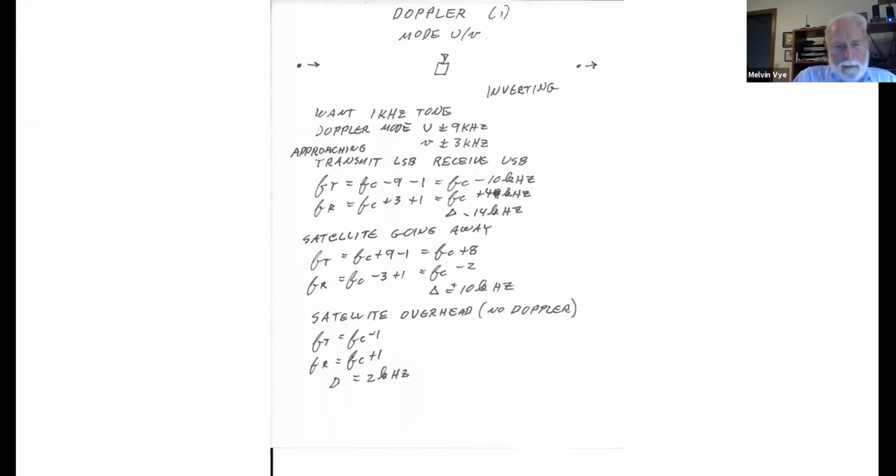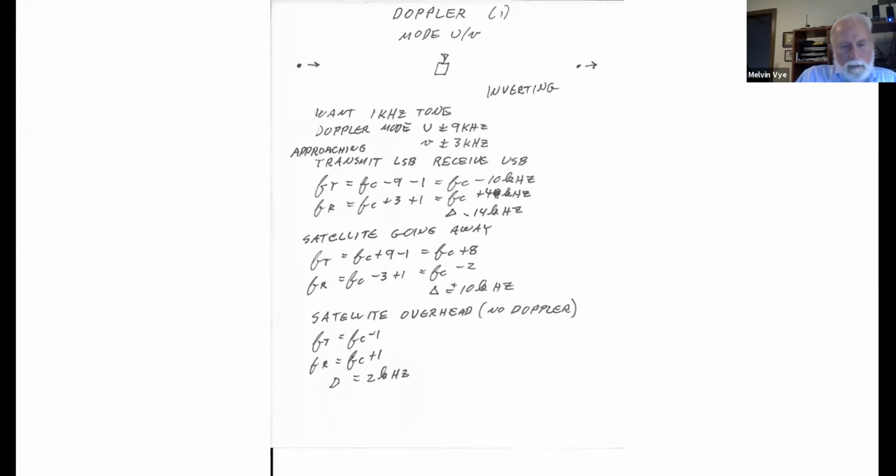Now, the second problem I had dealt with Doppler. And if we look at question 2, it says, which of the following occurs when a satellite's using an inverting linear transponder? And the first part bothers me. Doppler shift is reduced because the uplink and the downlink shifts are in opposite direction.